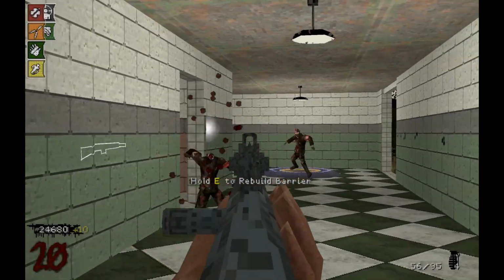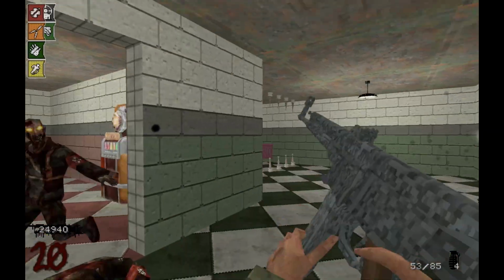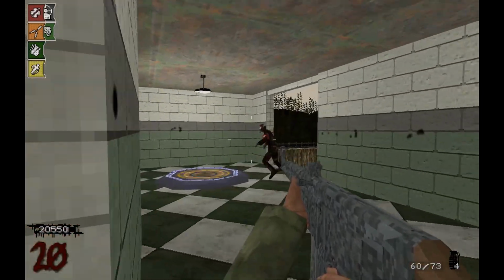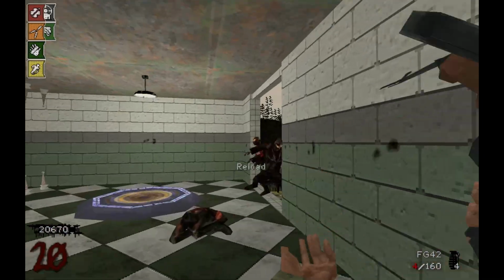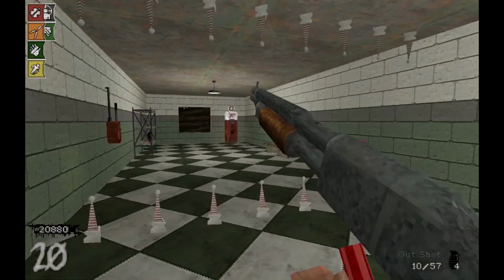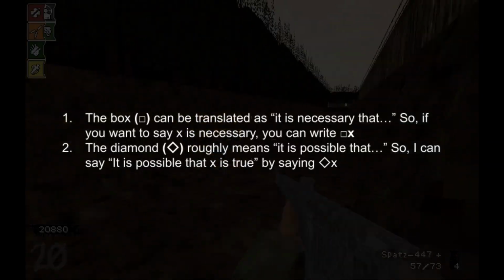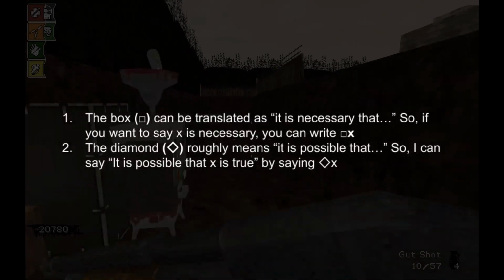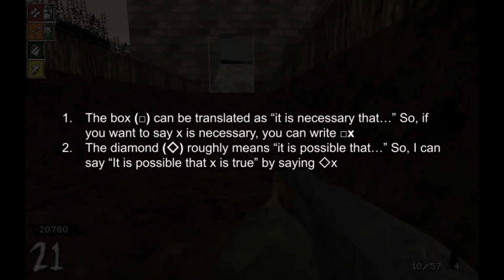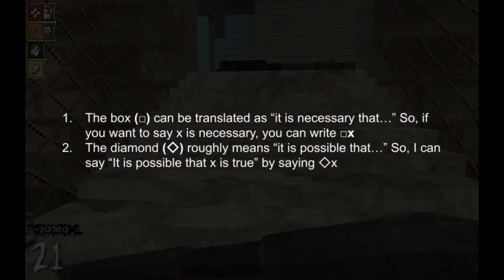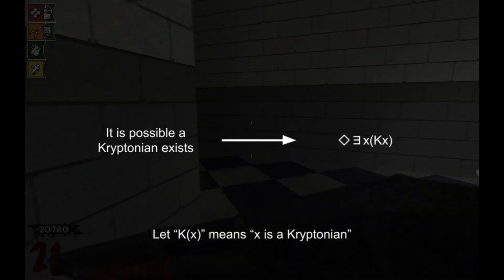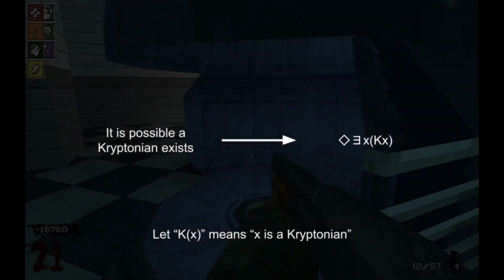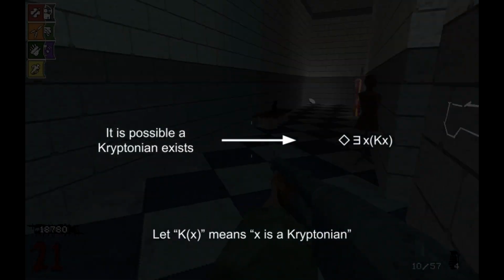To help explain how this works, we can introduce some symbols. Before, with first order logic and propositional logic, we introduced symbols to help us use them. In modal logic, we can introduce new tools to help us formalize modal statements. Let's start with the box. This just means it's necessary that. If you wanted to say X is necessary, you would write box X. Likewise, the diamond roughly means it is possible that. If I wanted to say it is possible that X is true, I would write diamond X. Given these symbols, I can write it is possible that a Kryptonian exists: possibly there exists an x such that x is K, where K means Kryptonian.